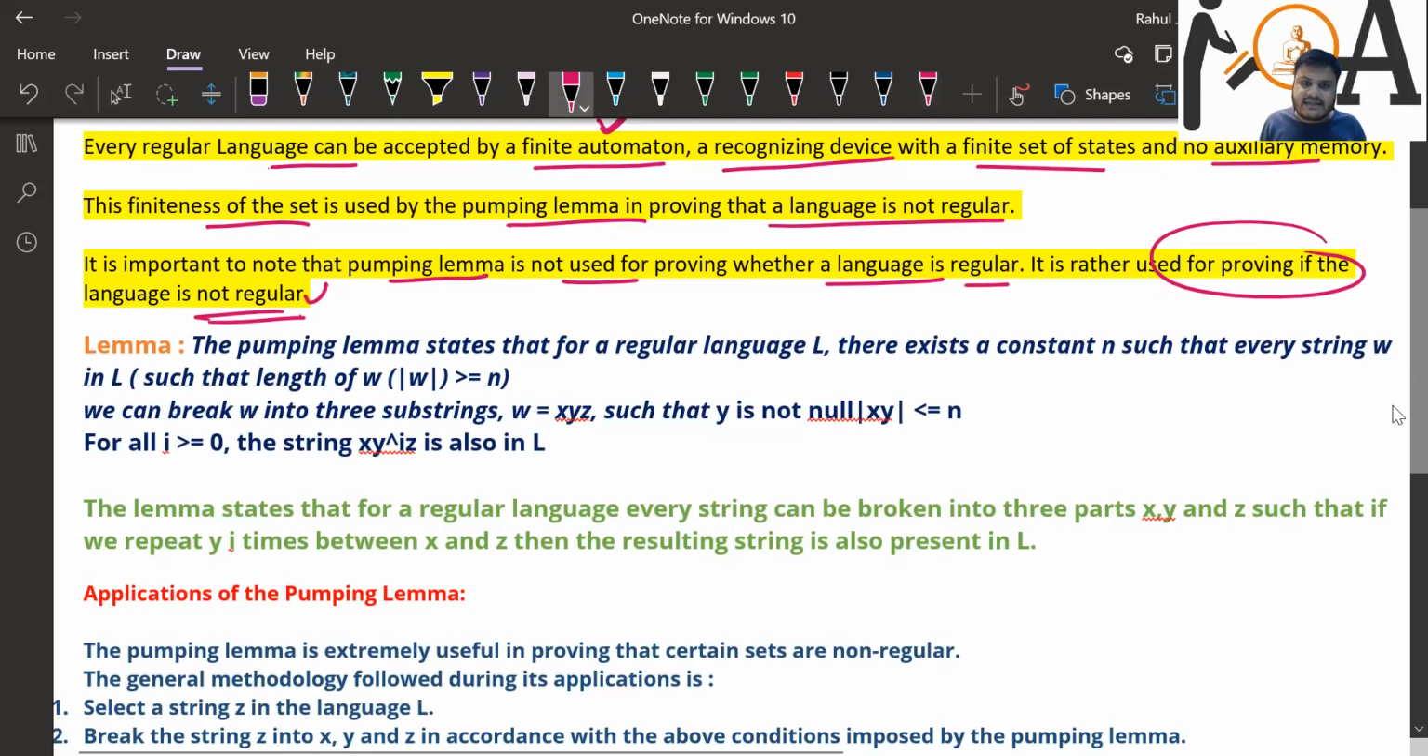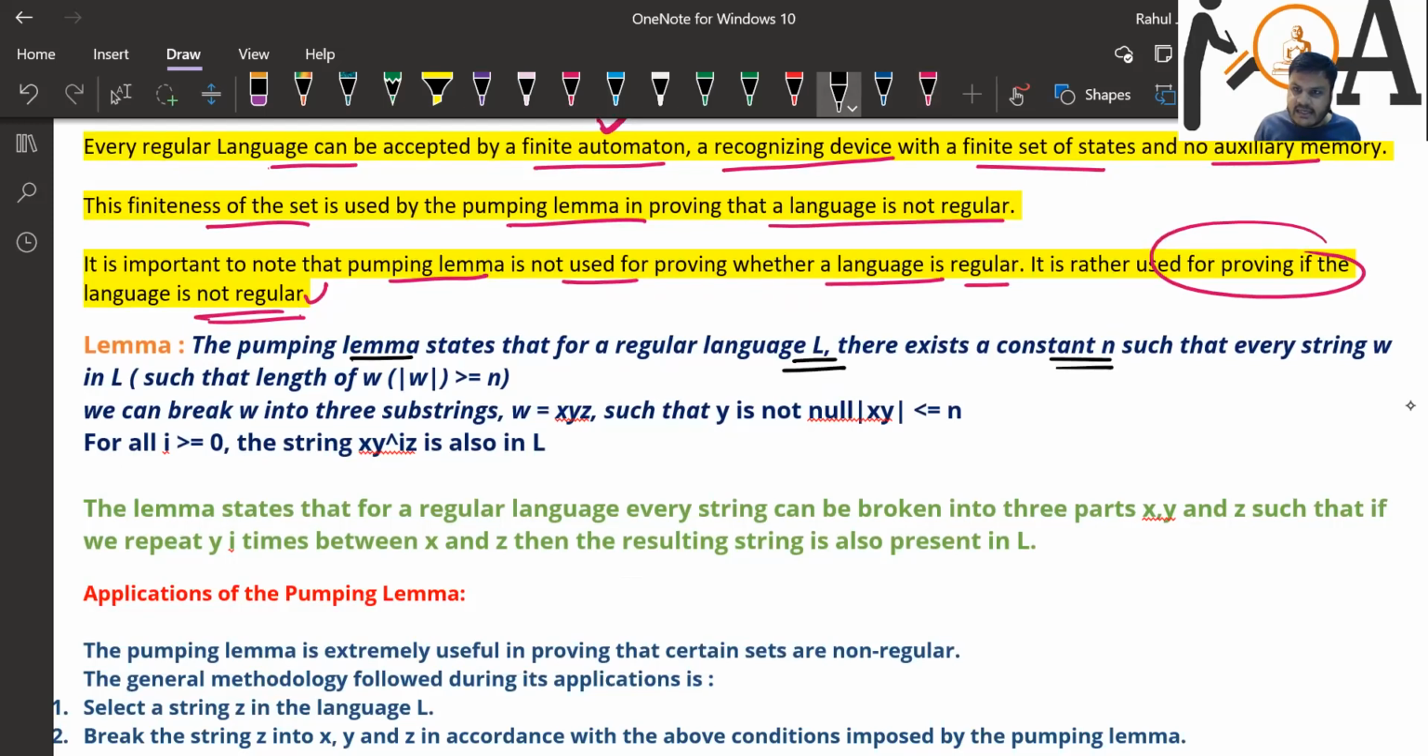Now, what does the lemma exactly say? The pumping lemma states that for a regular language L, there exists a constant n such that every string W in L with the length of W greater than or equal to n can be broken into three substrings. W equals XYZ. We are breaking the string W into three substrings X, Y, and Z, such that Y is not null, and the length of XY should be less than or equal to n.